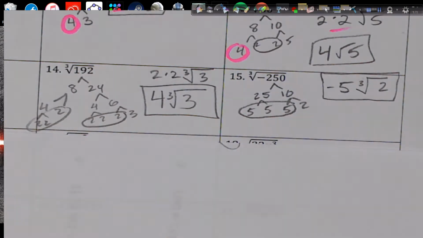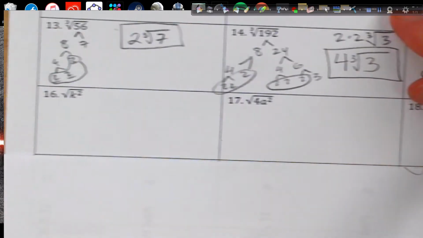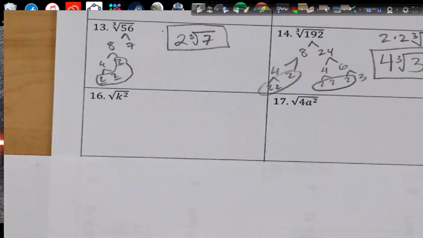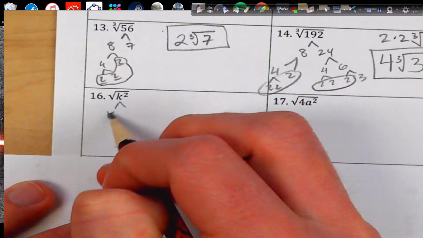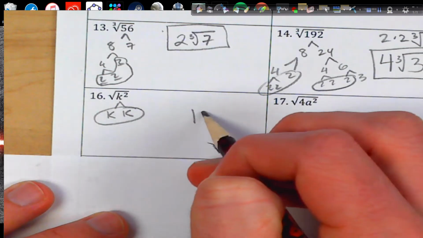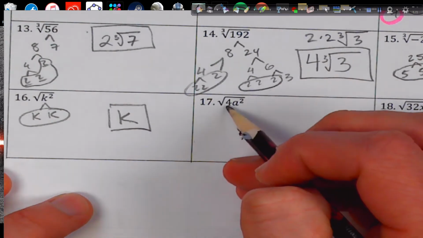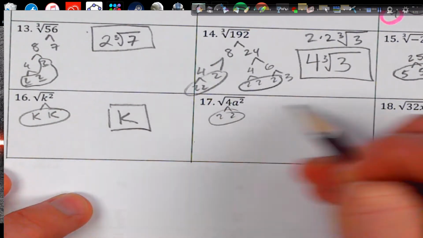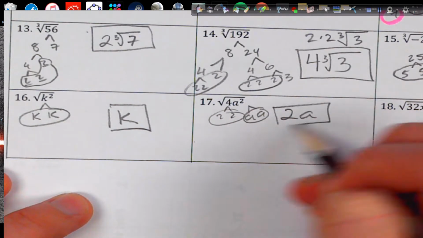All right. Let's move on to our next problem. And that is down here. Now we're getting into variables. And variables are kind of fun because we can deal with some interesting scenarios. So we have k squared. Well, that breaks down to k and k. So we get to pull a k out and we're done. Over here, we can look at these separately. 4 squared is 2 and 2, so the 2 comes out, and a squared is a and a, so we get to pull an a out, so it's 2a.